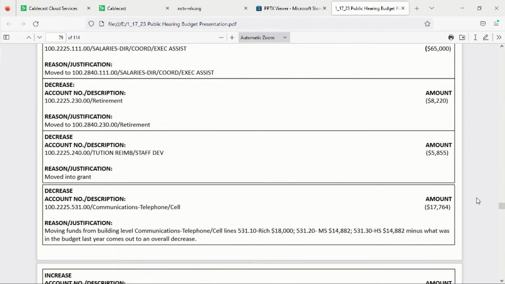The telephone lines, which is telephone and some of our internet and cell phones, stuff like that, were reduced by $17,000. That was based off of the last couple budget cycles, and we weren't spending as much as we thought we were going to for our communications.